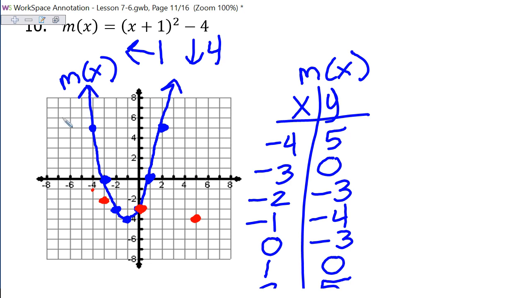Negative 3, 0. So another shared point. 1, 0 becomes 0, 1. And 2, 5 becomes 5, 2. Connect those points.